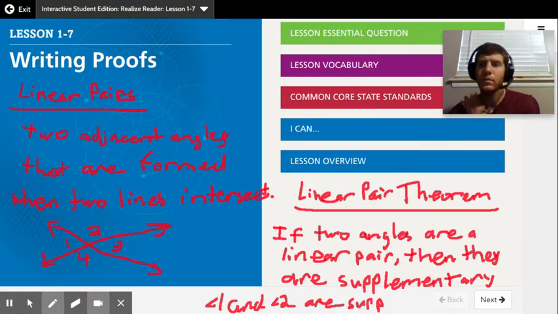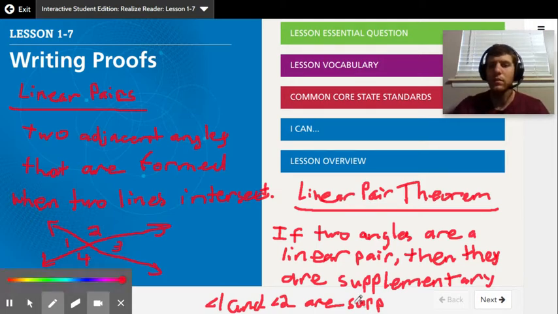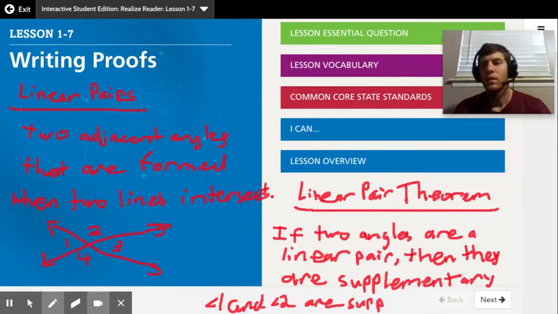Right, so this means the measures of those angles are going to add up to 180. The definition of supplementary is going to tell us that the measure of angle 1 plus the measure of angle 2 equals 180. But we know they're supplementary because the linear pair theorem says if they're linear pairs, then they're supplementary.